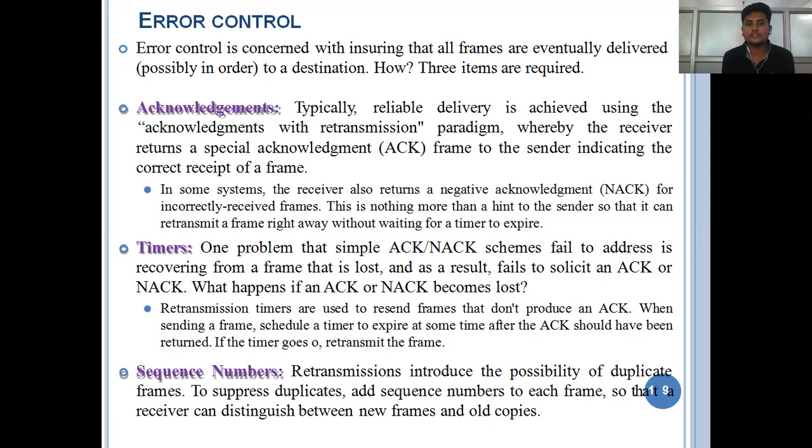And finally, the sequence numbers. It allocates sequence numbers to the data frames. If any frame is missed in between, after reaching the destination, which frame is missed is identified depending upon the sequence number and informed to the sender. The sender again resends that particular frame. These are the three error control methods: acknowledgement, timers, and sequence numbers.